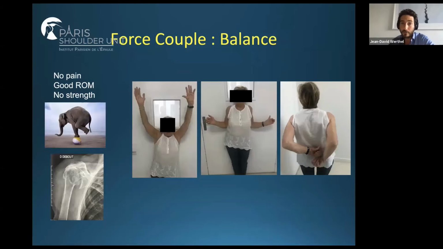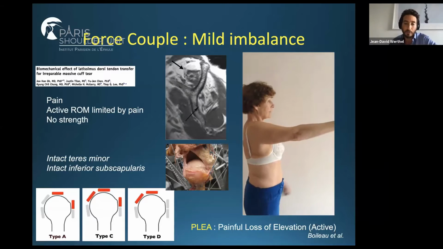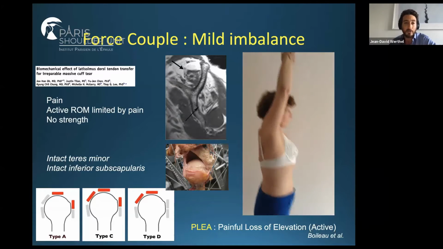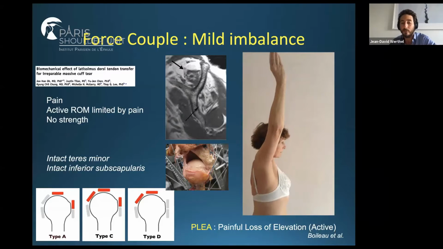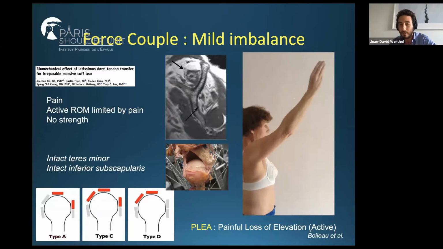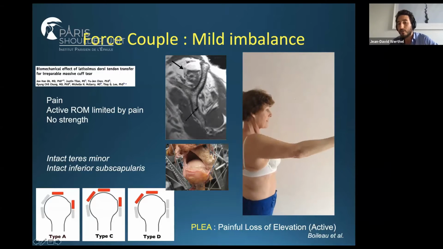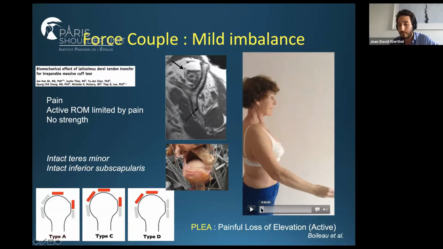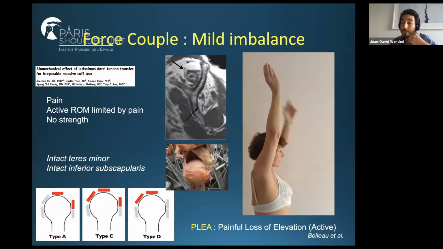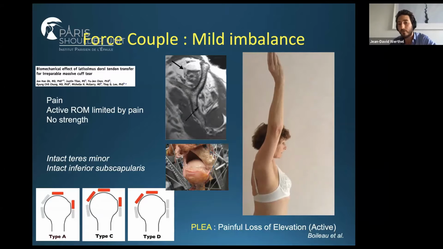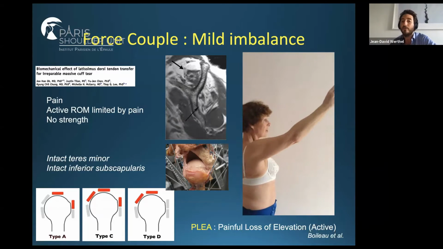But in other cases, you can have some imbalance. This patient, from Philippe, has a very weak supraspinatus and a very weak infraspinatus, but the rest of the cuff is fine. So it's not a very severe imbalance, and you can see that she can lift her arm if she is helped with the other arm. When the arm is up, she can hold it, but she cannot lift the arm on her own because the shoulder is not perfectly balanced.